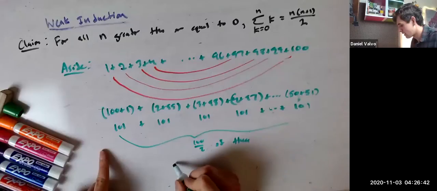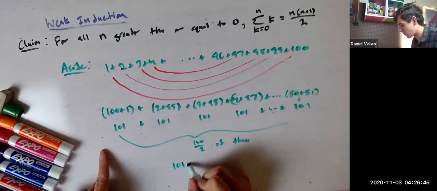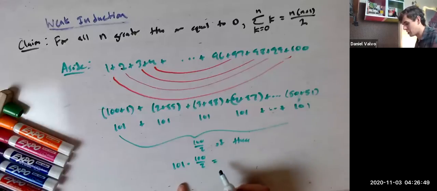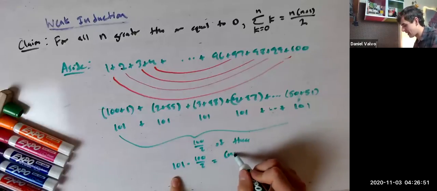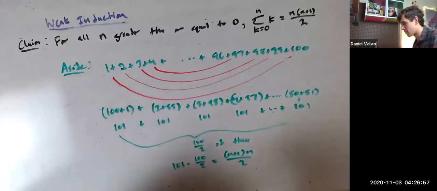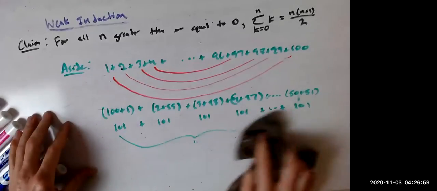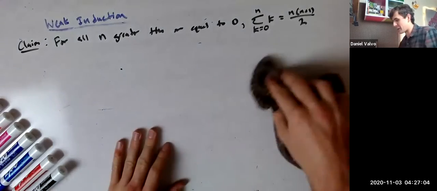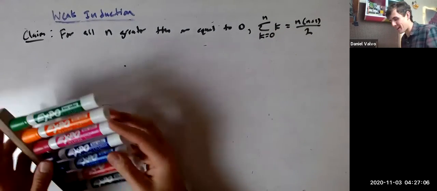So the final answer is 101 times 100 over 2, which you can do out. But the point is, this is like n plus 1 times n over 2. Brilliant, brilliant little boy. That's the story. But we're going to prove it in a totally different way, but that's how he did it.